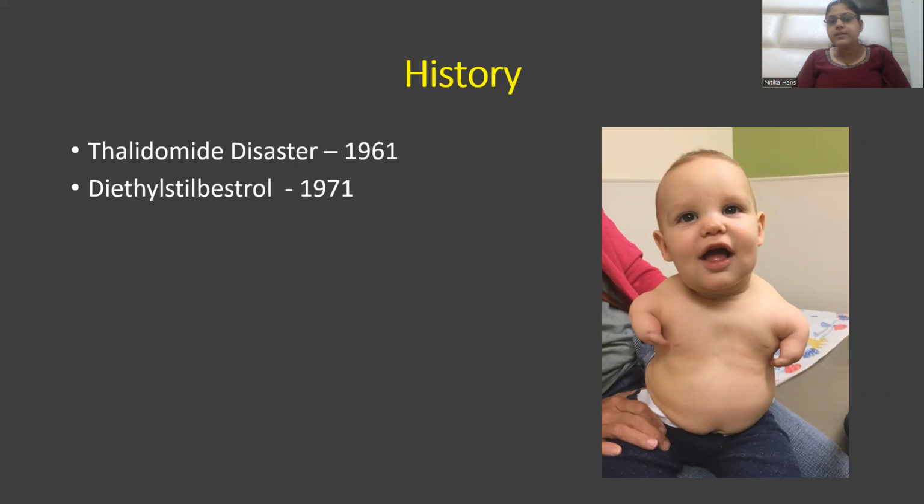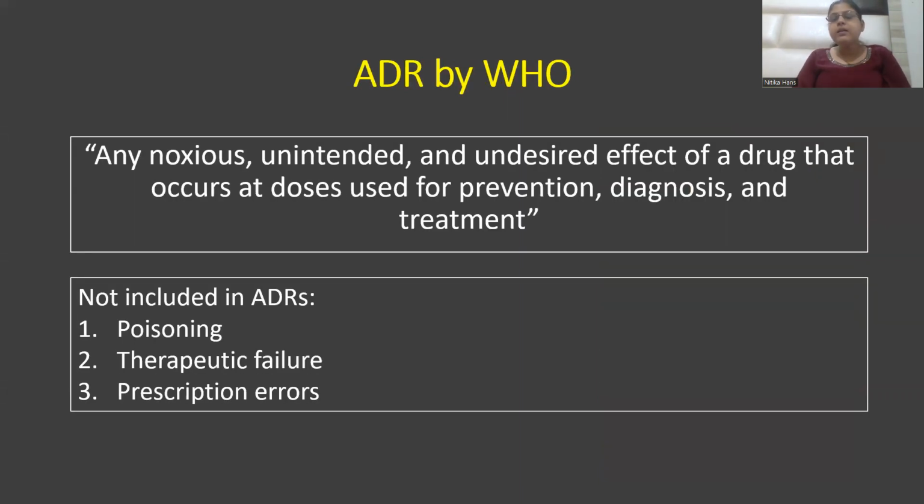Diethylstilbestrol was seen in 1971. The young girls who were taking diethylstilbestrol as an estrogen preparation, their female offspring, when they were afterwards pregnant, suffered from vaginal carcinoma or cervical carcinoma. This was discovered in 1971.